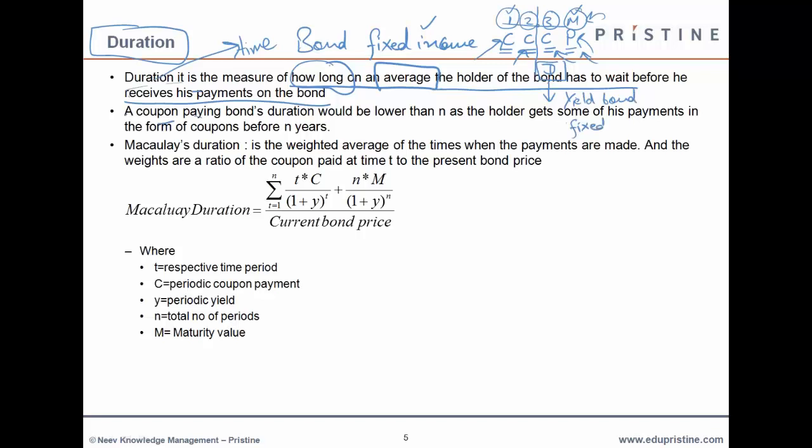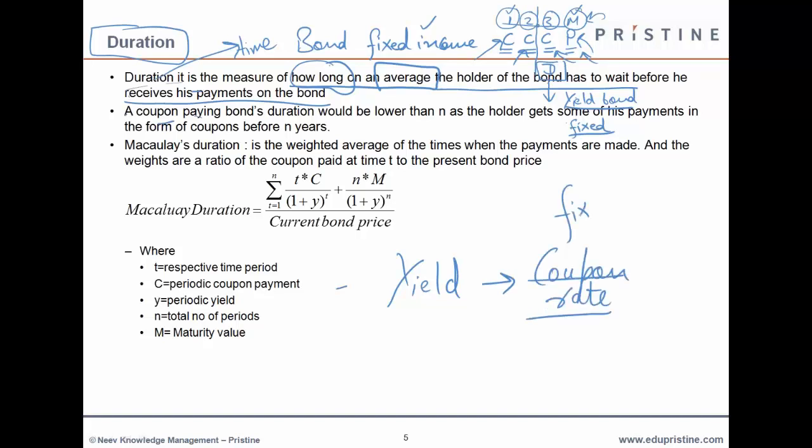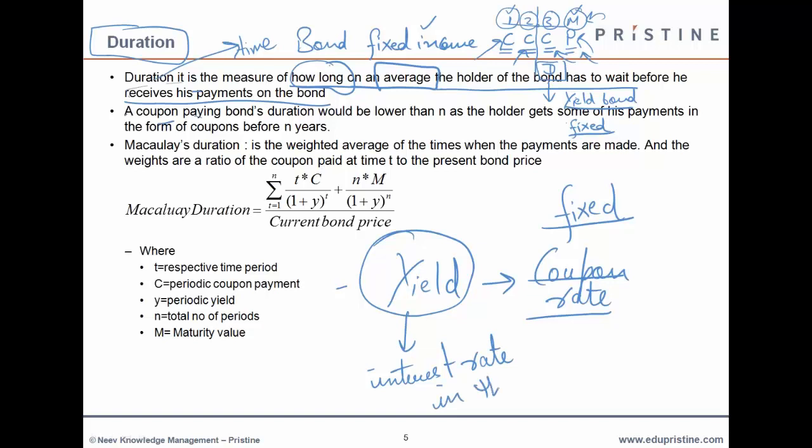Now there's a question, what is the yield of the bond and how is it different from the coupon or coupon rate? The coupon or the coupon rate is fixed for any bond, but the yield keeps changing, and in fact it represents the interest rates in the market. The yield of the bond keeps changing because interest rates in the market keep changing.